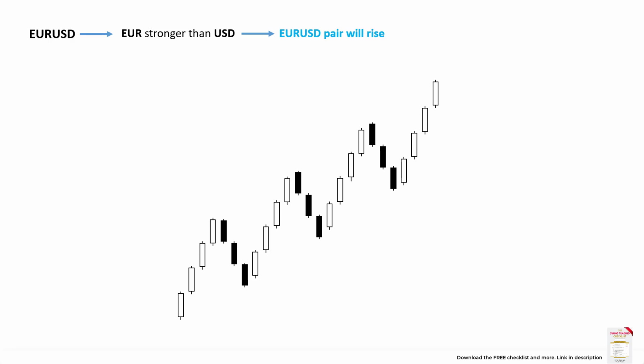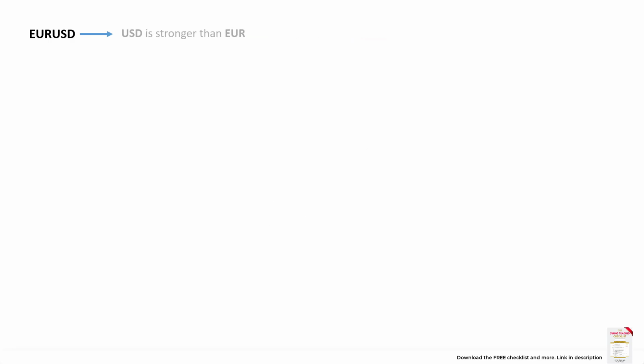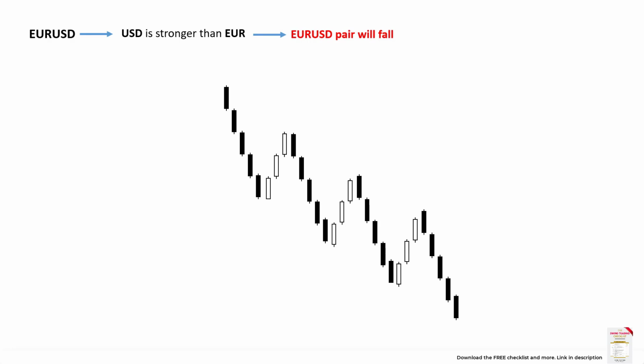In the same way, if the US dollar gets stronger over the euro, then we will see bearish momentum on the EURUSD currency pair. Since USD is the counter currency here, and we know that if the counter currency becomes stronger over the base currency, then the overall price falls on that pair.